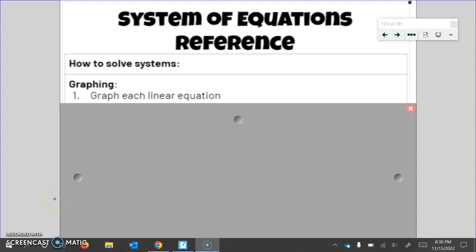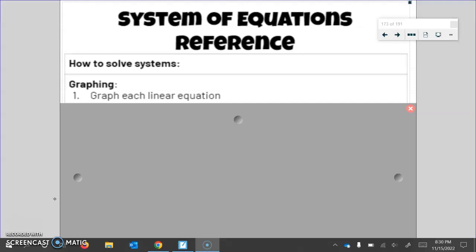So we're starting 3.7, which is our system of equations, which means that we're going to be graphing more than one equation. So just as a recap, we talked about how to graph our lines from slope-intercept form, which is our y equals mx plus b, where we identify our m as our slope and our b as our y-intercept to graph our lines. With our systems, we're graphing two lines on the same graph.